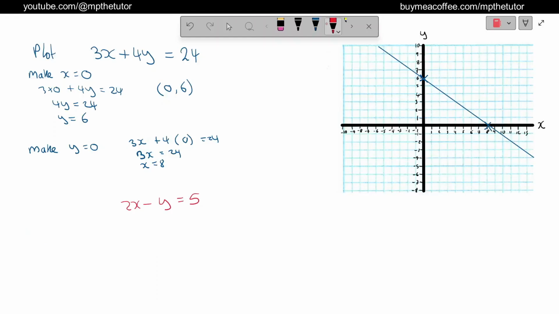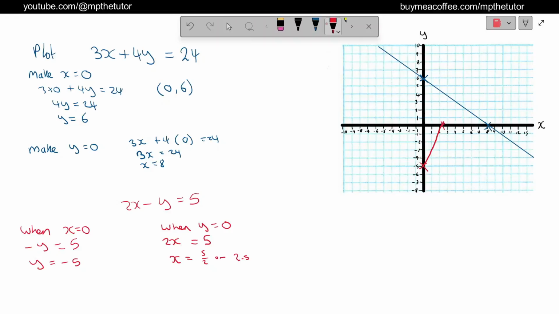So let's have a look at this next one. When x equals 0, we have 2 times 0 minus y, so we basically have minus y equals 5, and therefore y equals minus 5, as you multiply by minus 1. So x is 0, y is minus 5, which is down the bottom there. And when y equals 0, you get 2x equals 5, and therefore x equals 5 over 2, or you can write that as 2.5, which is somewhere down the middle.